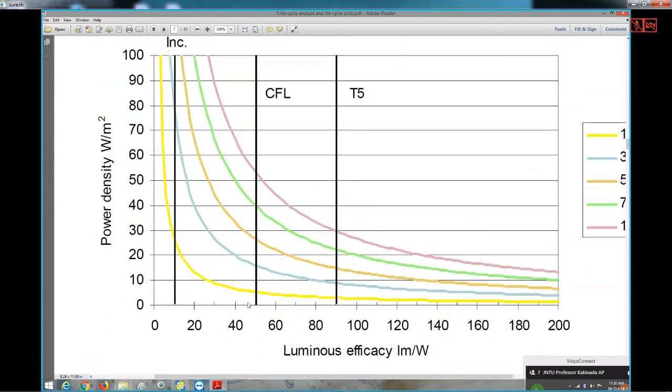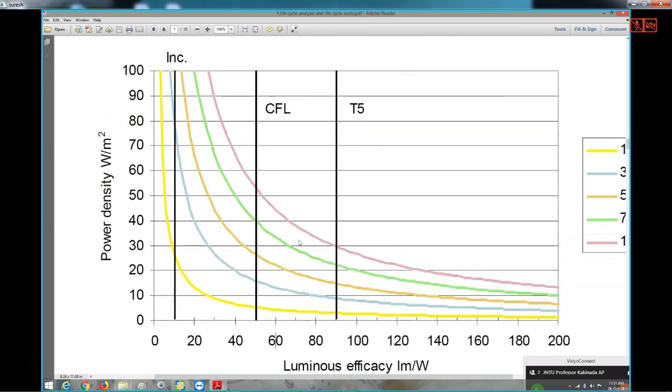If you are going to plot these two for various kinds of lamps, the incandescent lamp is occupying a luminous efficacy of between 0 to 20 lumens per watt, and the CFL lamp, that is a compact fluorescent lamp, is occupying between 40 to 60 lumens per watt. And see this T5 lamp, it is having a luminous efficacy between 80 to 100. That is power density in watts per meter square. So this is the comparison range among the incandescent lamp, CFL lamps, and T5 lamps.